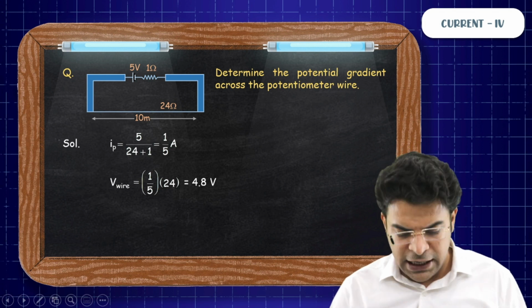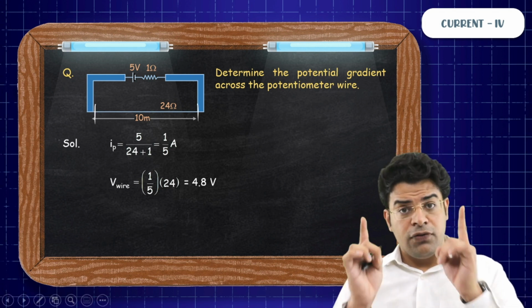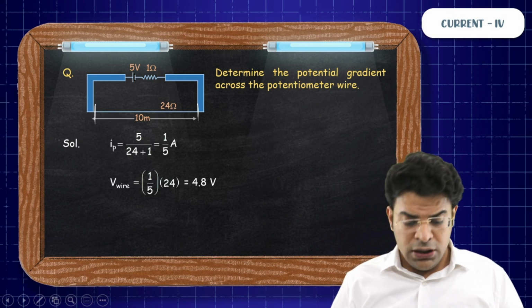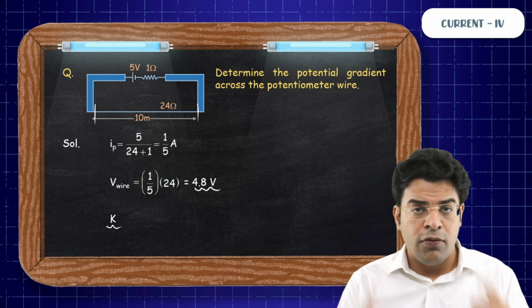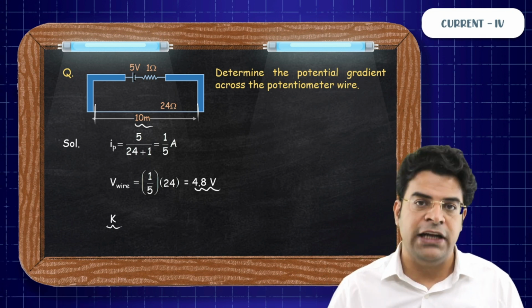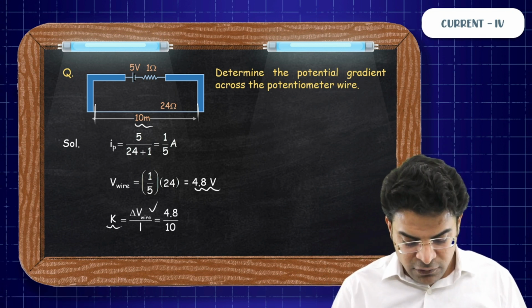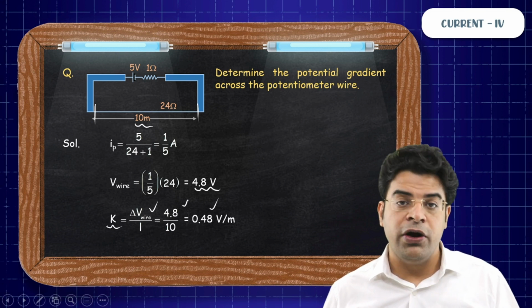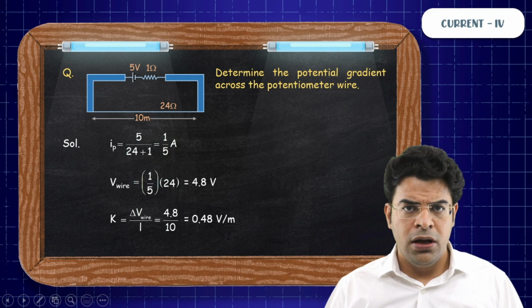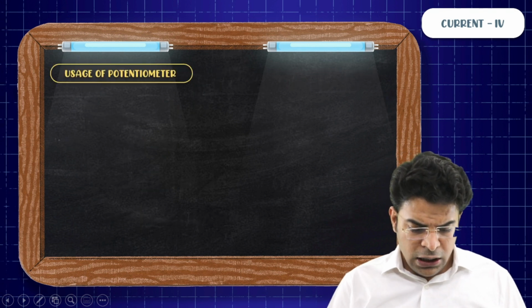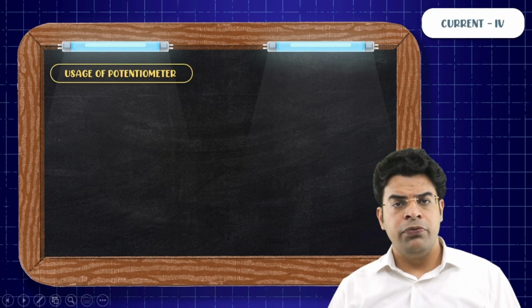Now once you know that the potential drop in a length of 10 meter is 4.8 volt, what is the potential gradient? The potential gradient is potential drop 4.8 divided by the length, which is 10 meter. So what you get here is 4.8 divided by 10, which is 0.48 volt per meter. That's how easy it is. Let's move on. Now, usage of potentiometer.